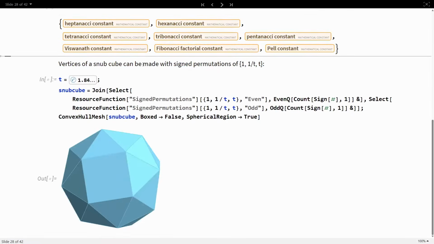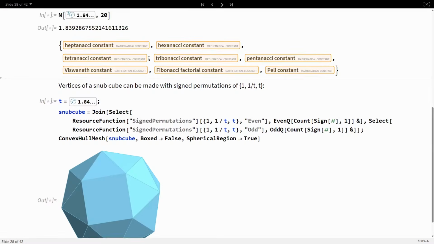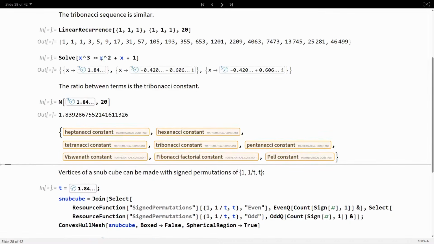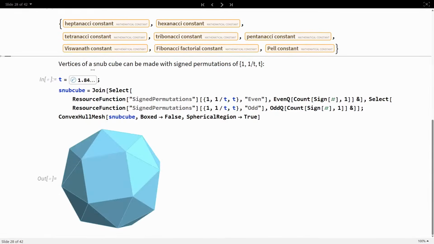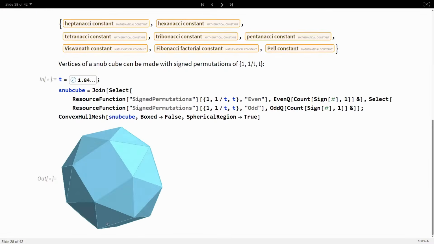It turns out that if we look at the tribonacci constant in itself, which is this value here, about 1.84, we can build a snub cube out of it using just one over the constant and the constant, and various sign permutations of that will give the snub cube, which is shown here.